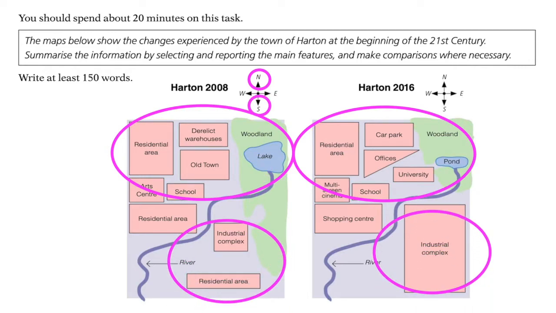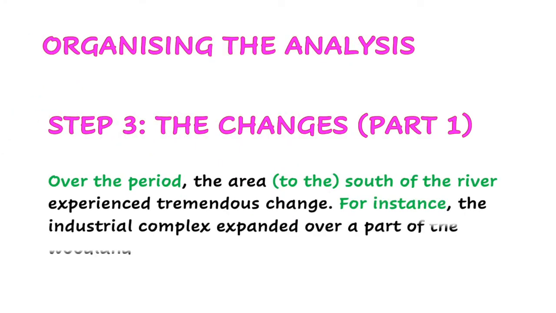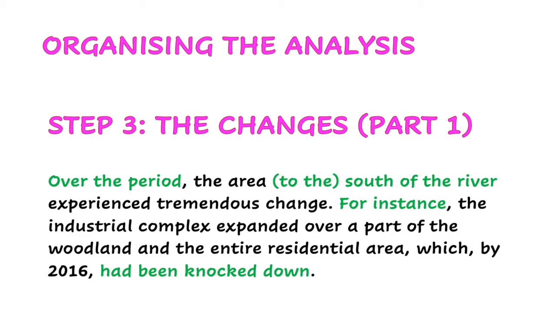So I guess I'm going to start with the one that's easier just to get a little more traction with my text. So I'll start with the southern side. Over the period, the area to the south of the river experienced tremendous change. For instance, the industrial complex expanded over a part of the woodland and the entire residential area, which by 2016 had been knocked down.